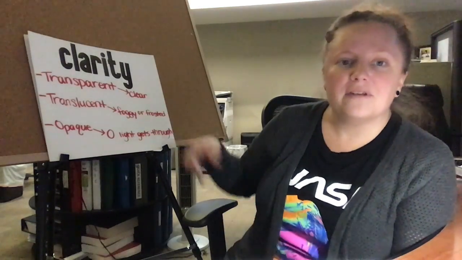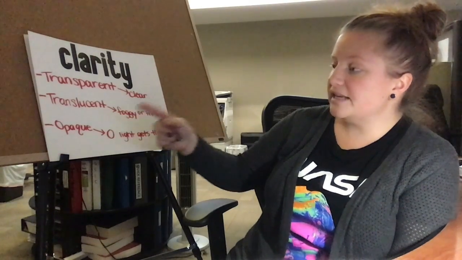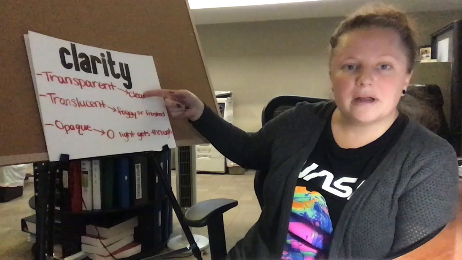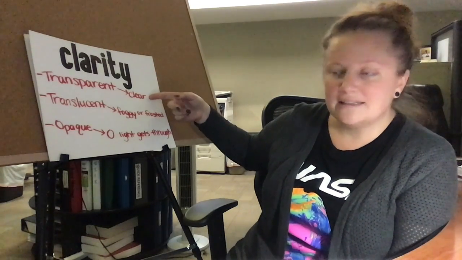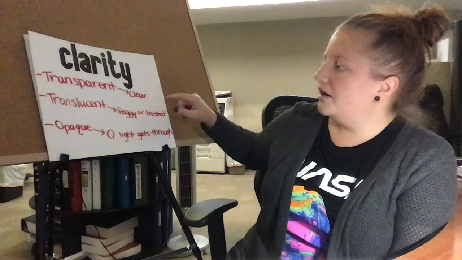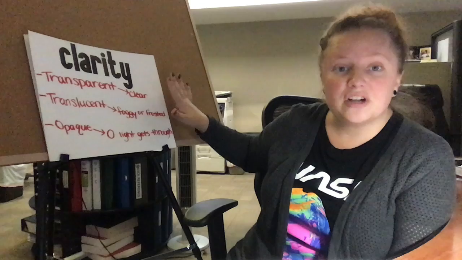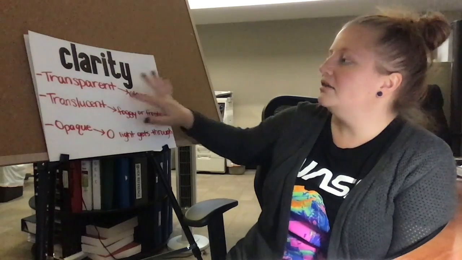With color, we have clarity. We have transparent, translucent, and opaque. Transparent is like the overhead projector transparency machines from old school back in the day. The teachers would write on a clear transparency. It was a copy of the worksheet and it would go up on the wall.